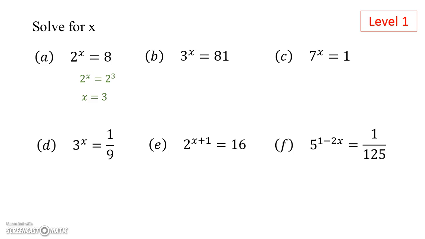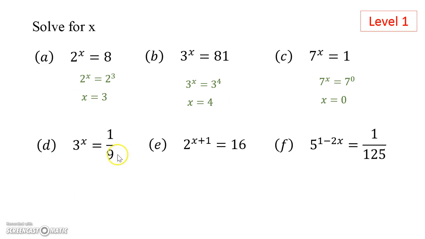Okay. Question B. 3 to the power x equals 81. So make 81 3 to the power 4. So if the bases are the same, the exponents are the same, so x equals 4. Same with this. 7 to the power x has to be equal to 7 to the power something. So 7 to the power 0 equals 1. And x equals 0.